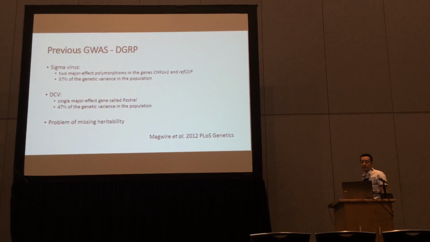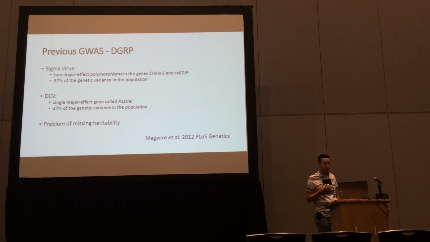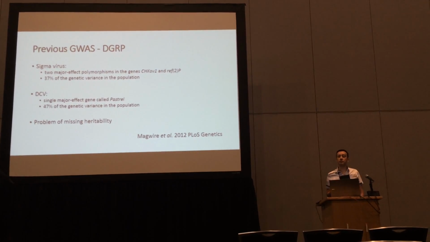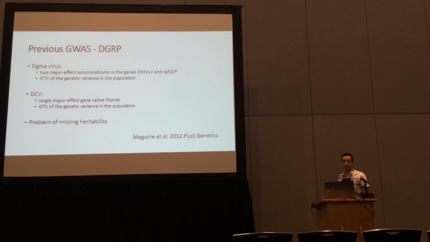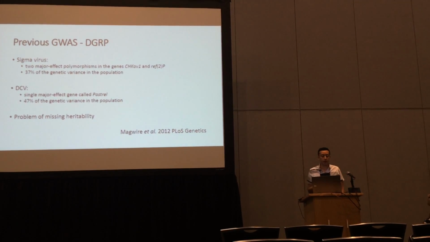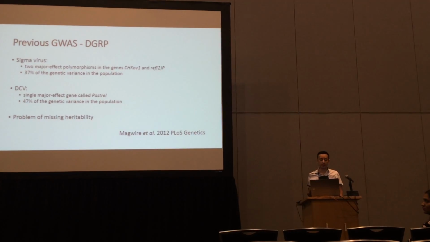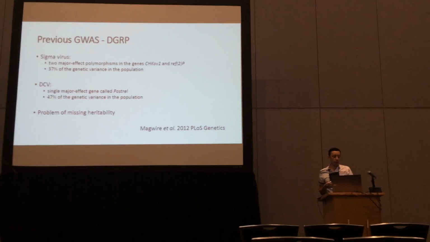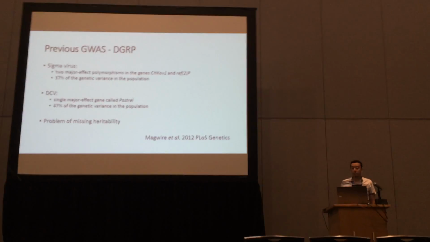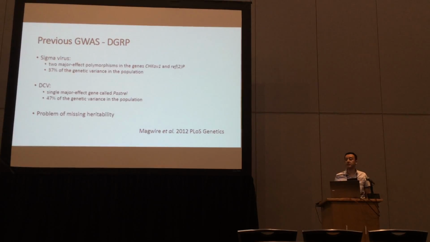In a previous study done by Mike McGuire and some co-workers in Frank Chicken's lab, they did a genome-wide association study to map genes associated with resistance to these two viruses. For the Sigma virus, they found two major effect genes that explain 37% of the genetic variation in the population they studied. For DCV, they found a single major effect gene called pastrel, and this single gene explained 47% of the genetic variation in resistance to DCV.